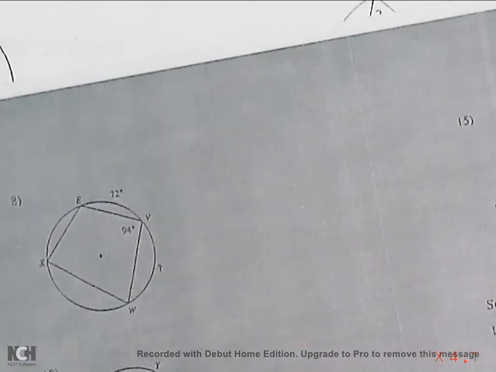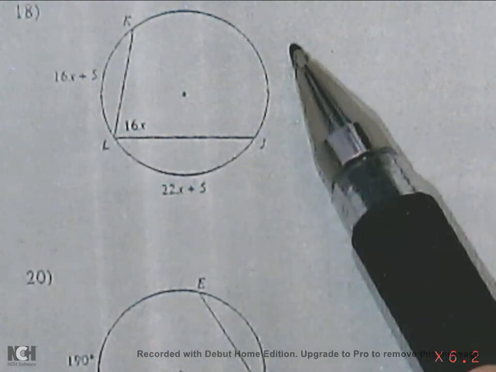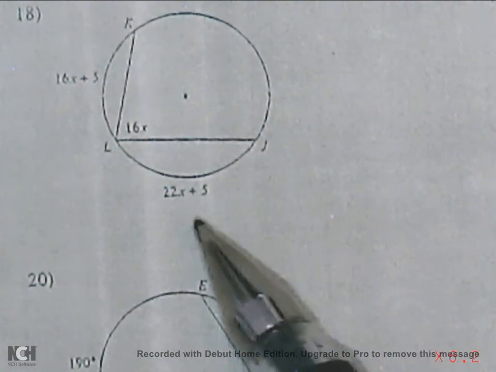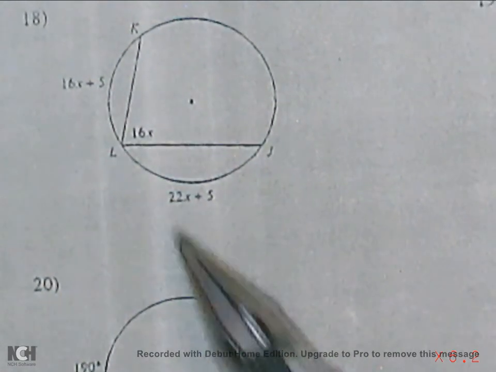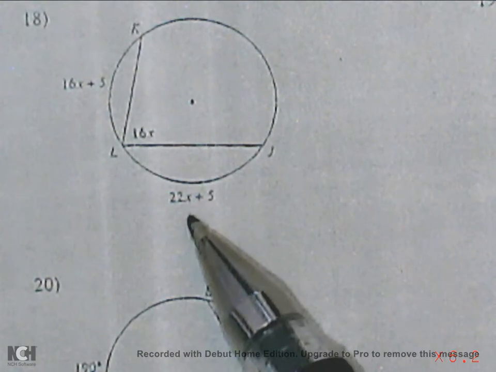Okay, not too tough. Let's try another one. Well, actually, these are all, you guys got it. Well, let's do one where it's x's. I'm going to have to zoom in here probably so you guys can see what it's talking about. Okay, so on this one, I'm given that this is 16x. So, and I know these arcs are 16x plus 5 and 22x plus 5.